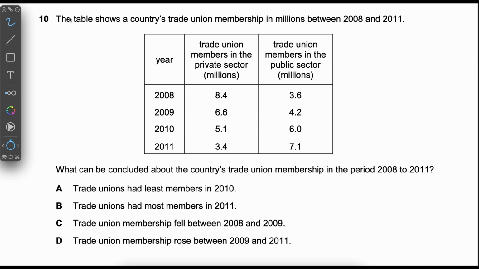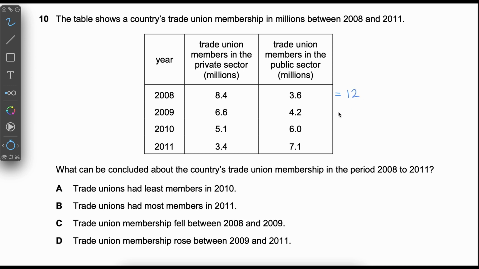Okay, question 10. The table shows a country's trade union membership in millions between 2008 and 2011. What can be concluded about the country's trade union membership in the period 2008 to 11? Trade unions had least members in 2010. Well, we're going to have to add all of these together. They said trade unions. They're not differentiating between trade unions in the private sector versus the public sector. They just mean collectively, so in both sectors.